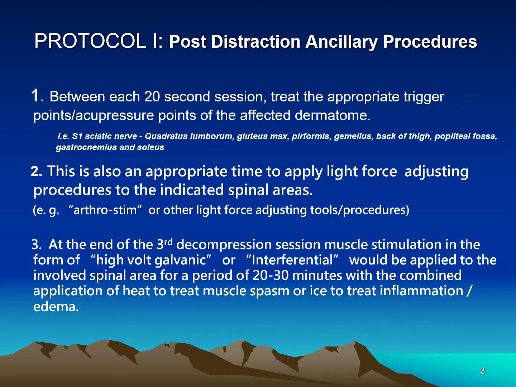You build about a 4-inch box around the level where the disc lesion is, and you set it for 20 to 30 minutes, and then you can apply ice or heat over the affected area, right over the electrode pads. If there's a lot of edema, avoid heat, use ice. If there's not so much edema but a lot of spasm, use heat.